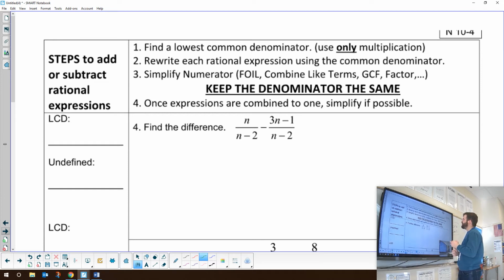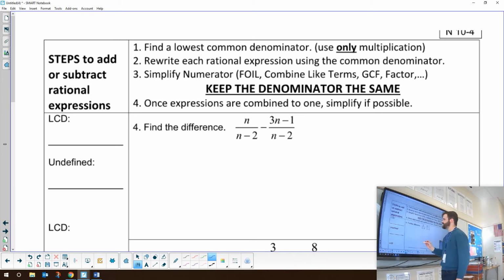Then we're going to rewrite each rational expression using the common denominator. Then we're going to simplify. In other words, add those together. And then once the expressions are combined, simplify if possible. Now, it's not going to be possible on all of them, but some of them it might be. So let's take a look at number 4. So number 4, we're going to add these two together. First off, find a common denominator. We're in luck, though.